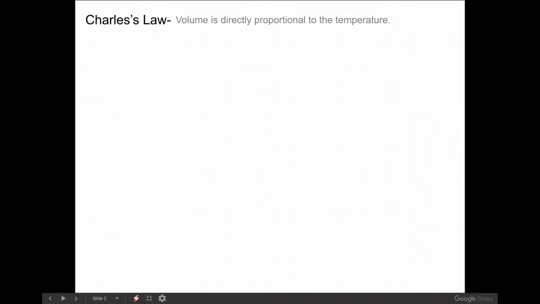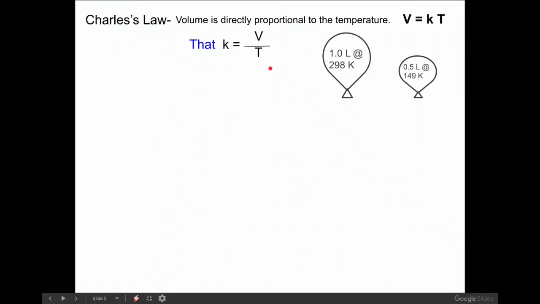Today we're going to look at Charles' law and how to apply his equation. What Charles discovered was that volume is directly proportional to temperature. In other words, it's a linear equation: volume is equal to some constant, not K like Kelvin, but a constant or slope, times the independent variable, temperature. If we do a ratio of V over T, it's equal to this constant K.